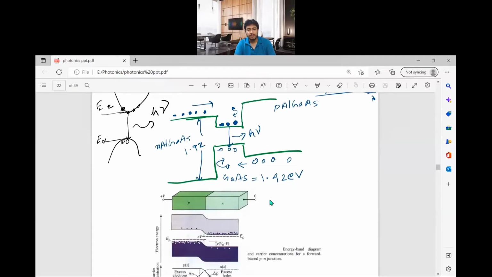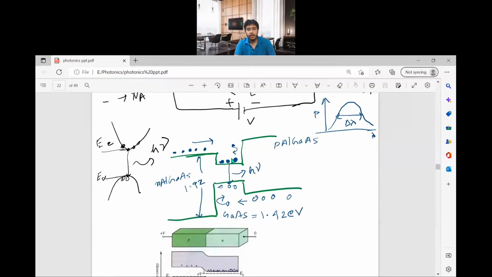The heterostructure is used, where you have two materials of different band gaps. The smaller band gap material is sandwiched between the wider band gap material. Gallium arsenide has a band gap of 1.42, and aluminum gallium arsenide has a band gap of 1.92. As you can see, this electron does not see any barrier from here to here. If you apply bias, this is the N side and this is the P side.